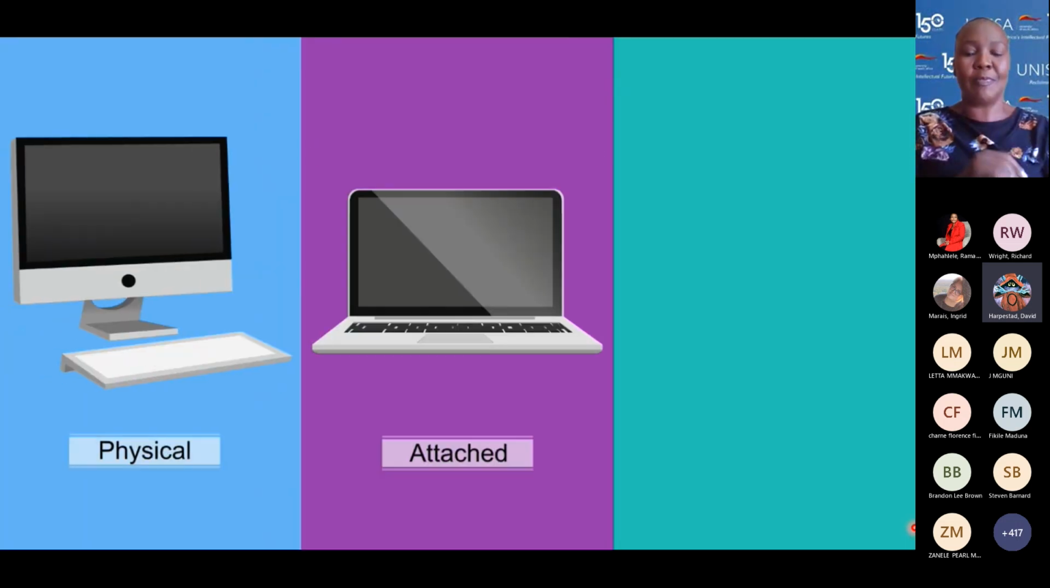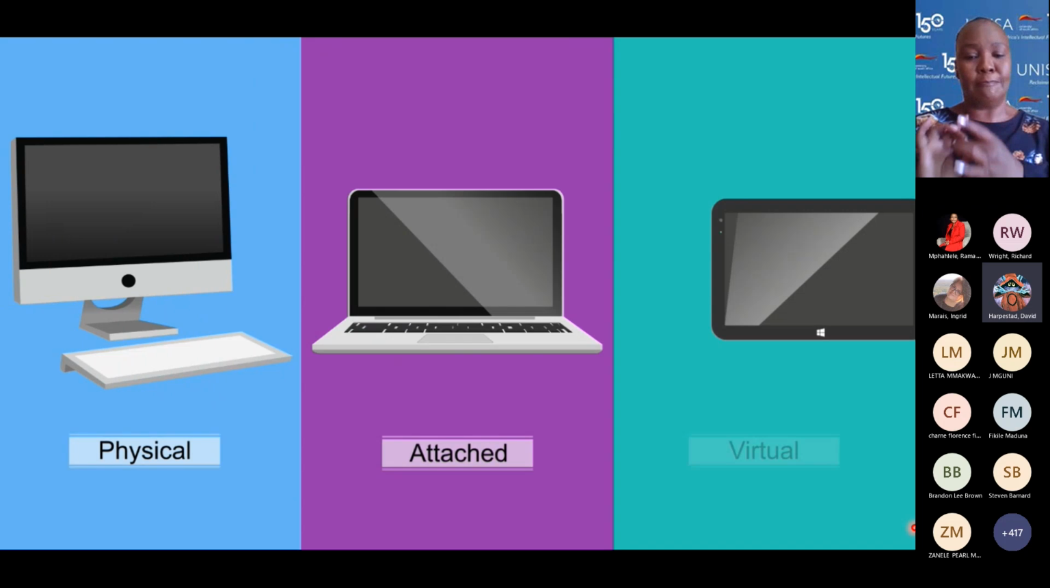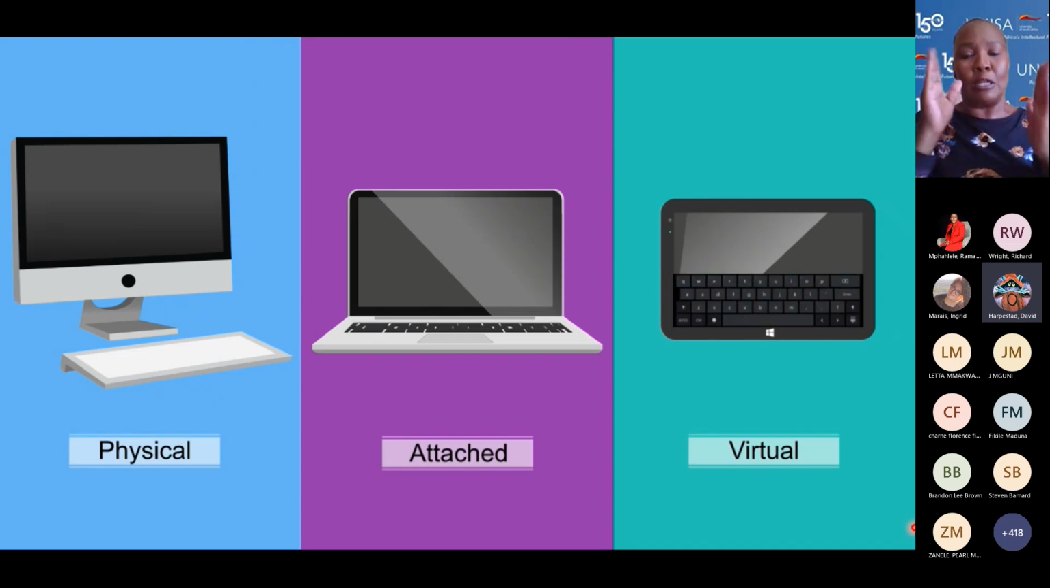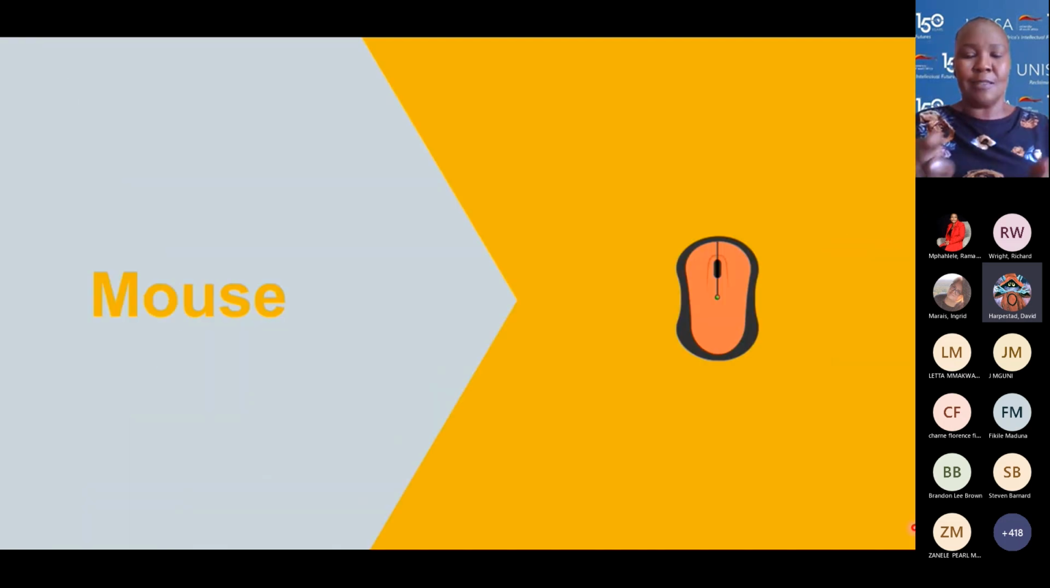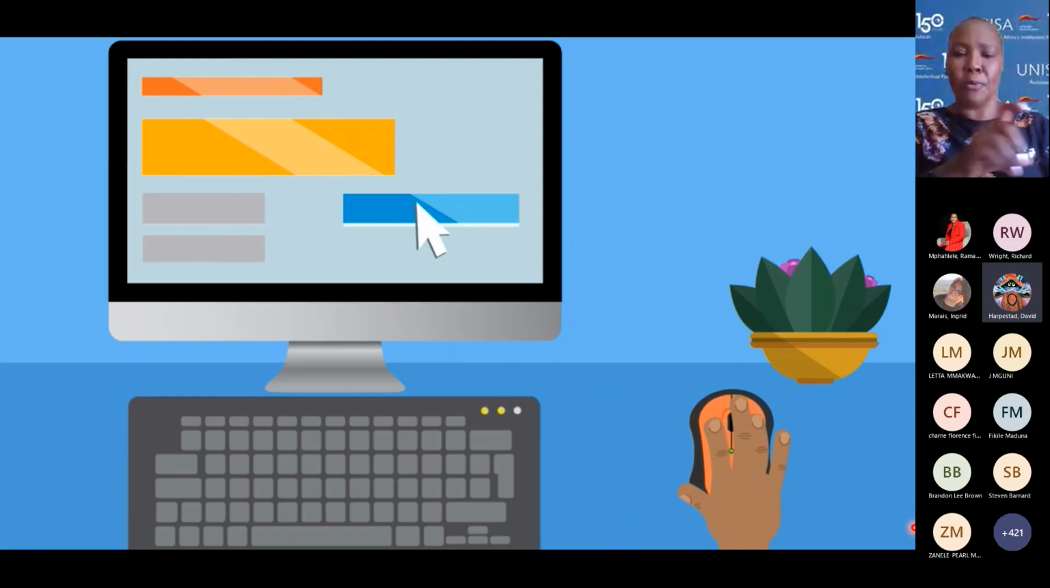Keyboards can be physical and attached to the computer, or they can be virtual, where you use a touch display to type by directly touching the screen of the monitor. The mouse is an important device used to interact with items displayed on the screen. When you move the mouse, a pointer on the screen also moves, allowing you to operate the computer.